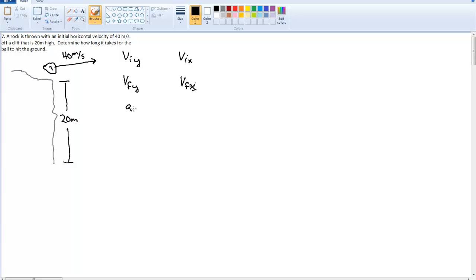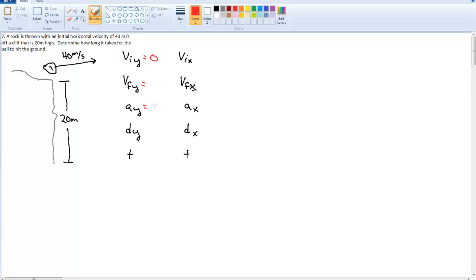We have the AY, the acceleration in the vertical direction. The AX, the acceleration in the horizontal direction. The DY, that's how high it is. The DX, that's how far it goes. And time, which is the same in both cases. So let's figure out what things are equal to. Initial vertical velocity: this is always 0. Final vertical velocity: in this case, we don't know it. We'd have to figure it out.